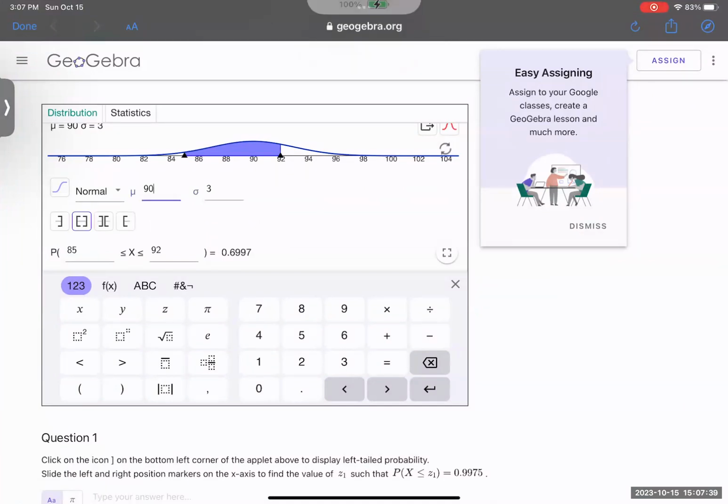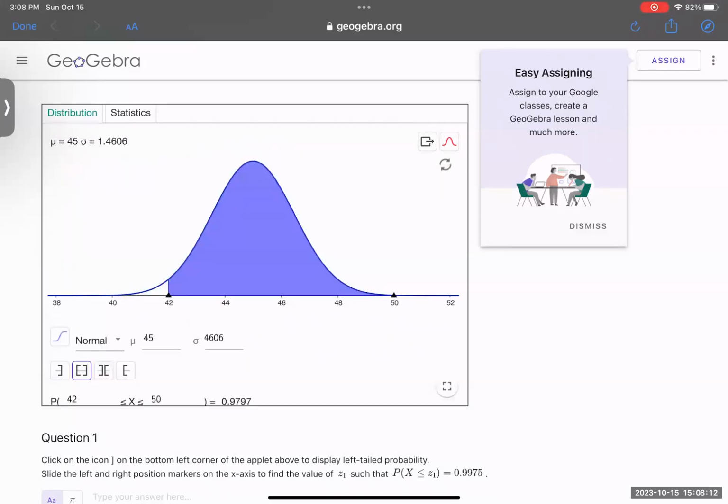All right, we have a mean of 45. We have a standard deviation of 1.4606. All right, your online calculator here won't accept 8 divided by the square root of 30, okay? It won't take that as an input. So you do have to write in the decimal approximation. And we are going between 42 and 50. 0.9797.